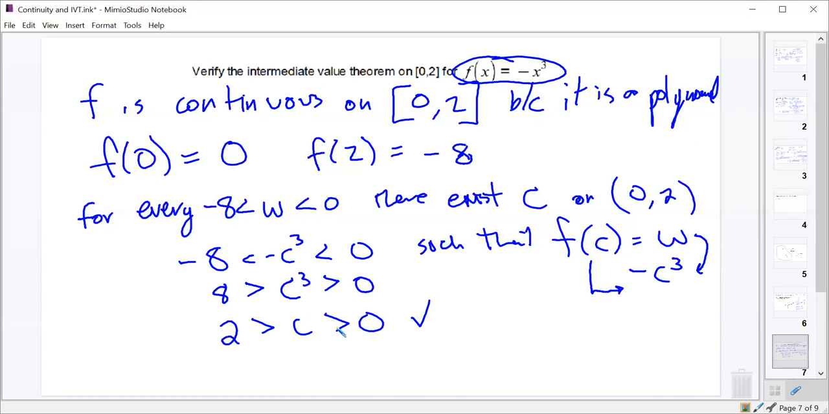Does that make sense how we did that? We took our f of c value, which is equal to w, replaced the w with f of c, and then solved that inequality for c. Any questions? Anybody got a problem with that? Everybody okay with that?